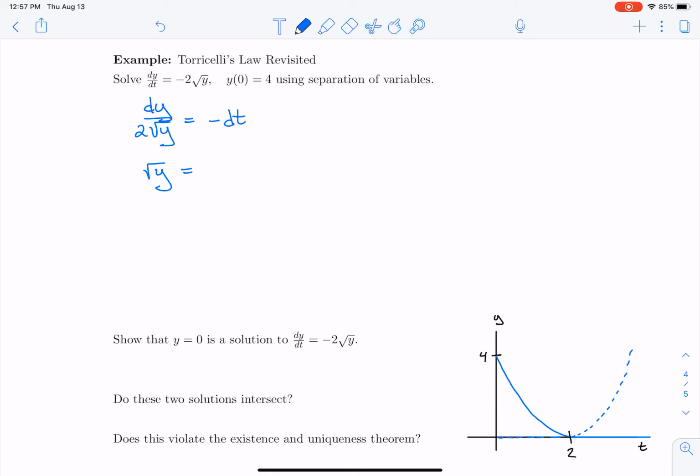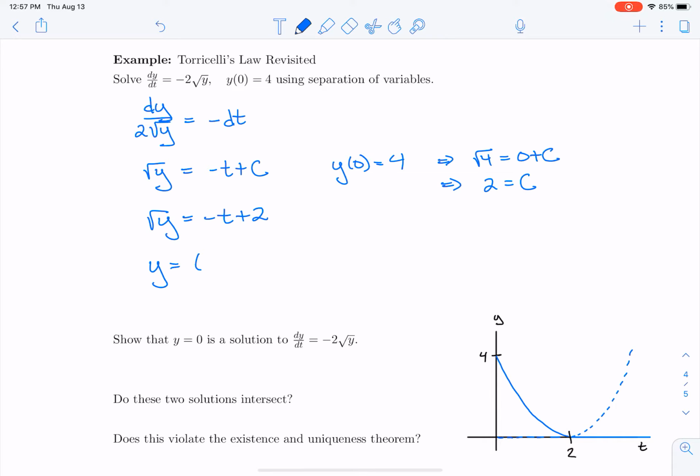Okay, so square root of y is equal to, in this case, negative t plus c, anti-differentiating both sides. Let's find out what c is. y of 0 happens to be 4. So that tells me that the square root of 4 must equal 0 plus c, so c must be 2. So the square root of y in this case is equal to negative t plus 2. So y in this case must be (negative t plus 2) squared.